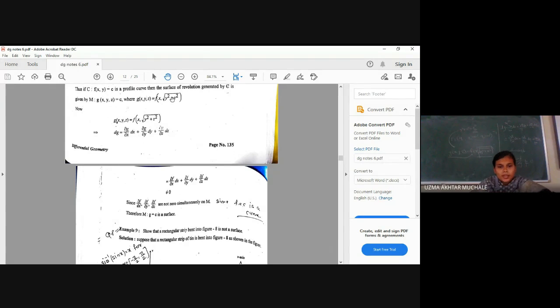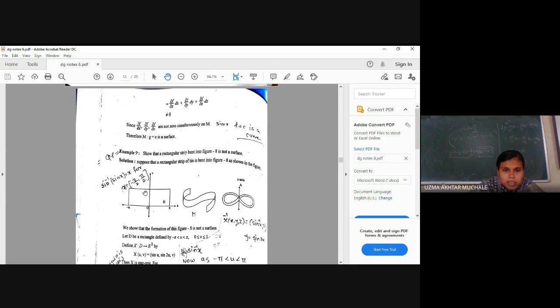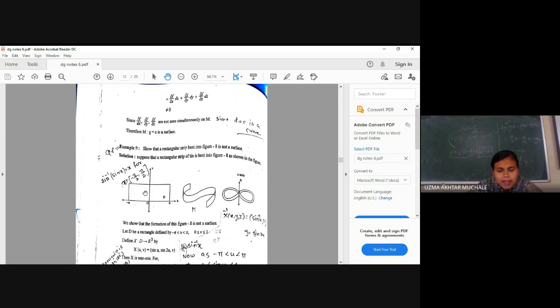Now, this whole will be equal to 0 only if all the partial derivatives are equal to 0. That happens only if dou f by dou x equals 0, dou f by dou y equals 0, dou f by dou z equals 0. But dou f by dou x and dou f by dou y will not be equal to 0 because f is a function of x and y. If f is a function of x and y, obviously whatever type of derivative you take, it will not be equal to 0, and hence we can verify that the object is a surface. Is there any doubt related to this?